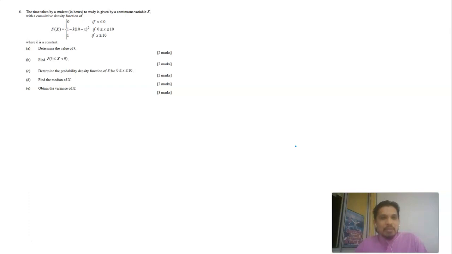The time taken by a student in hours to study is given by continuous variable x, with a cumulative density function of this one here. Determine the value of k. So class, I'm going to use the values of 0 and 10 into this function because it is cumulative, so we can simply do F(10) minus F(0), and because we recall it is equal to 1 here.